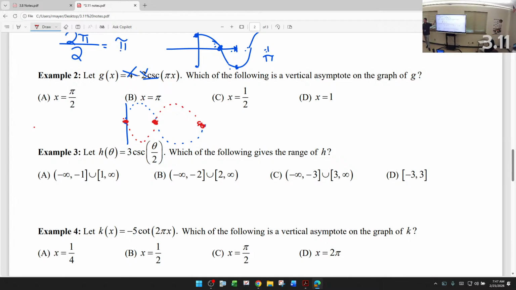The period is changed. The normal is 2 pi, and we put that over the b value. B is pi. So the period is 2. So this is 1. And that's pretty easy because I don't need anything else between these. So it's either going to be a 1, or a 2, or a 3, or a 4, or it could be a negative 1.